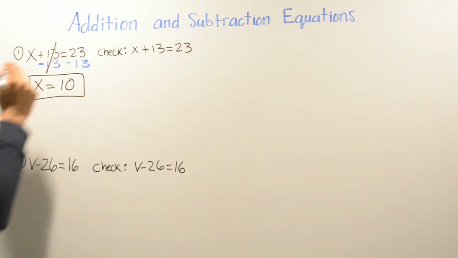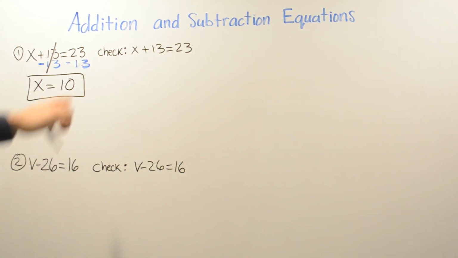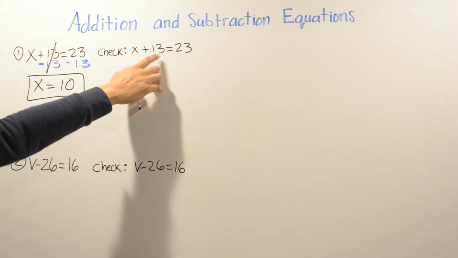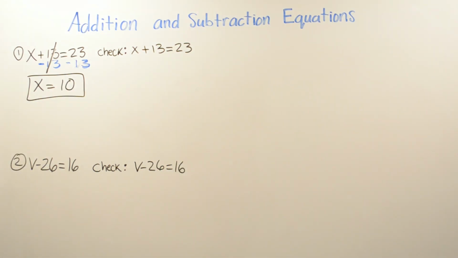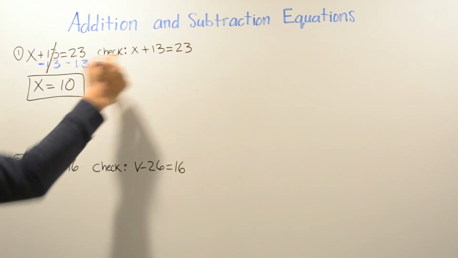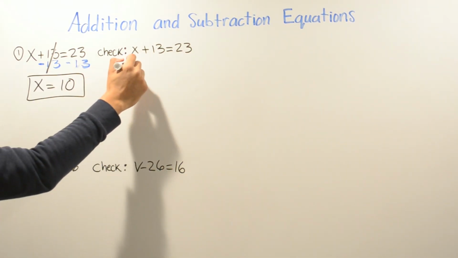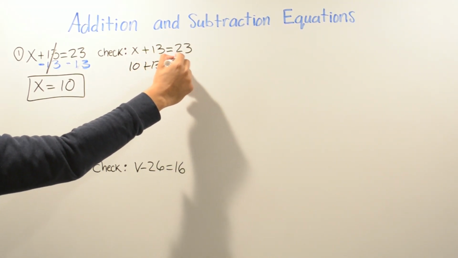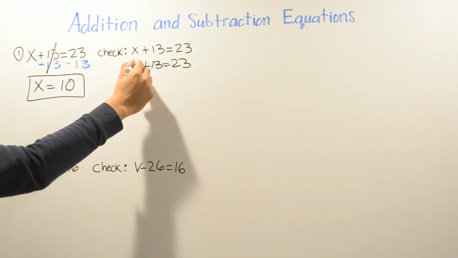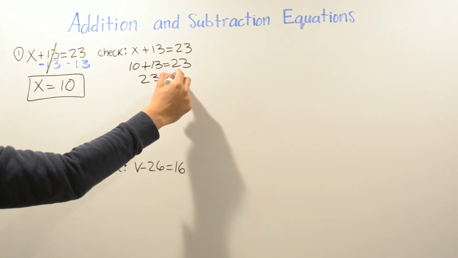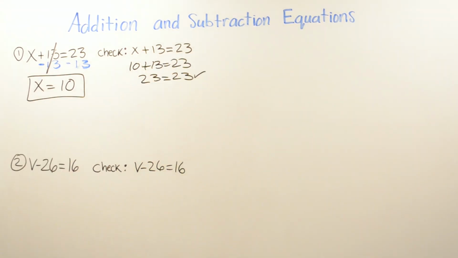So x equals 10. Now, to check your work to see if you have it right, I copied down the same question. x plus 13 equals 23. All you have to do is insert the 10 wherever you see the x. So in this case, I just insert 10 here. So we have 10 plus 13 equals 23. So 23 equals 23. So you know right away that your answer is right. So that's how you go ahead and check it.